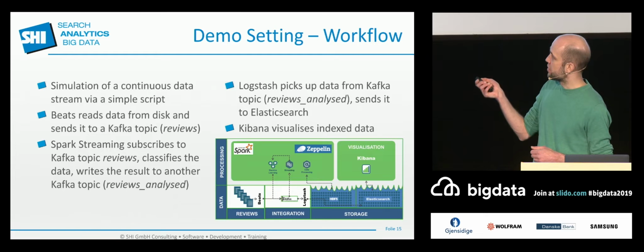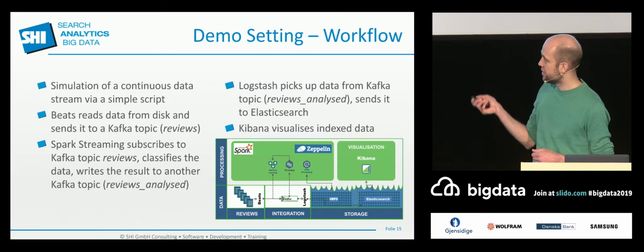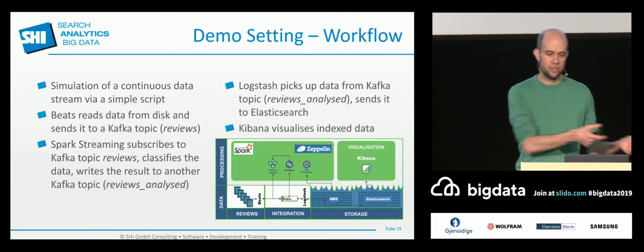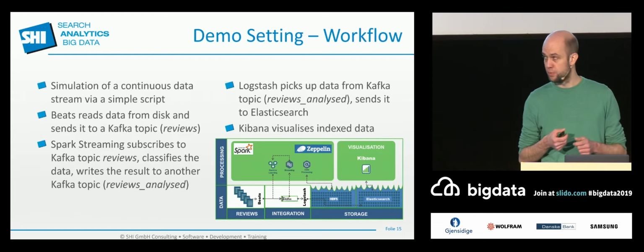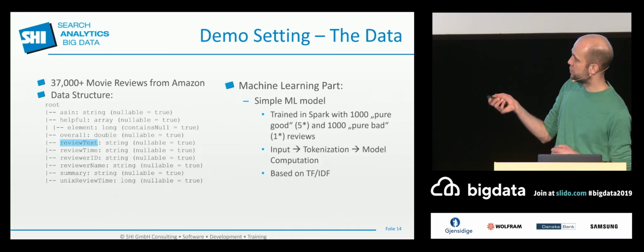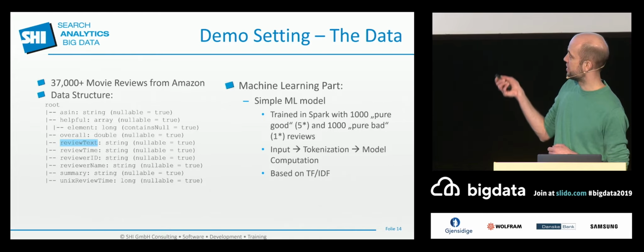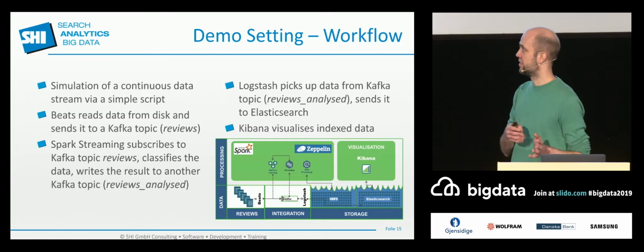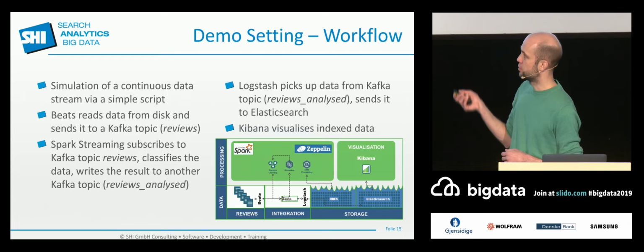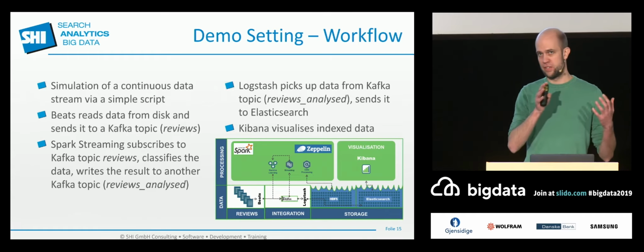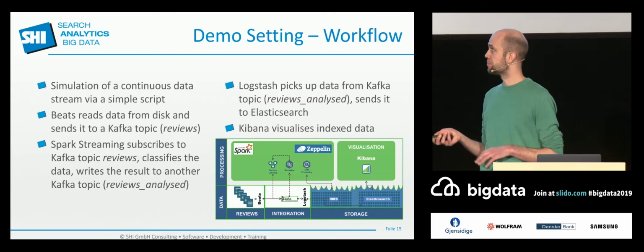We have a Spark streaming context subscribing to this topic, and this Spark streaming context reads every review and does the same as what we've seen here. So it takes the input, which is the review text, it does tokenization, and then it compares the vectors from the review text to what we have computed in our machine learning model to say whether this is a good or a bad review.